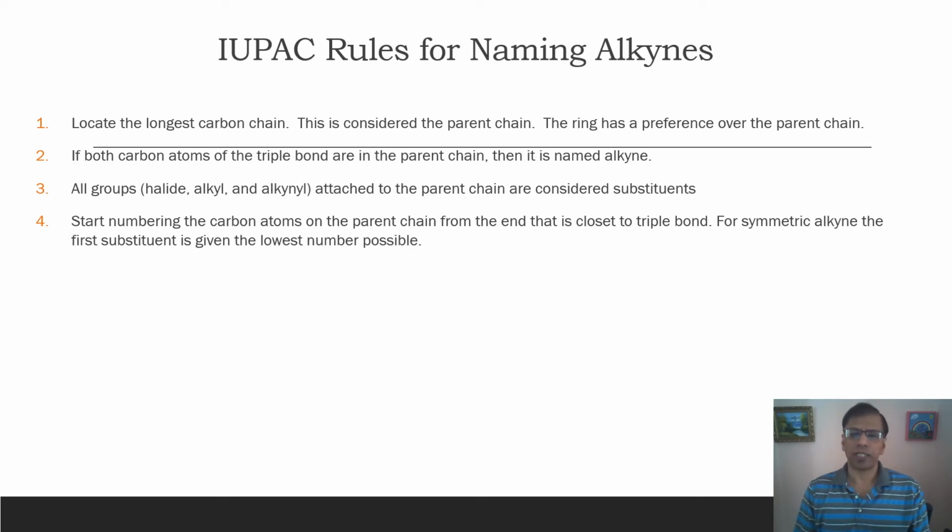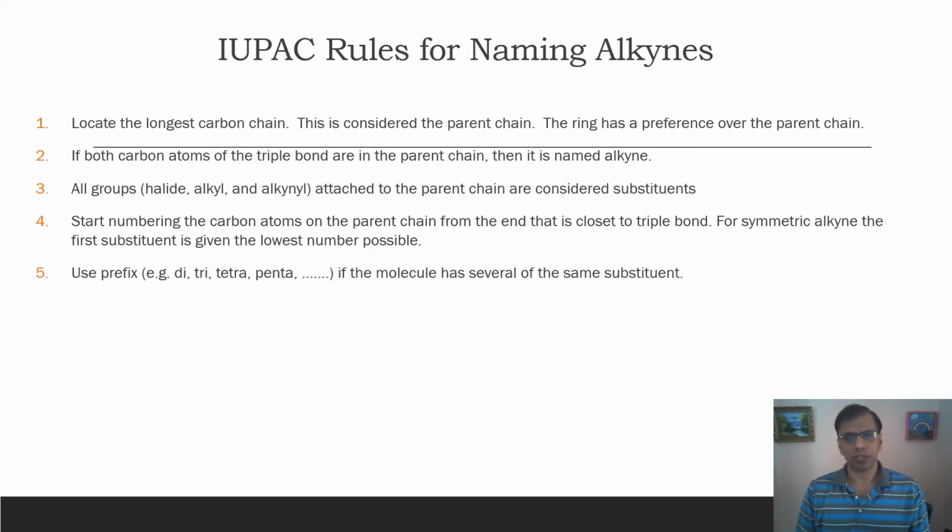So if the parent chain is the alkyne, then you start numbering it from the side, or from that end, which is closest to the triple bond. In case of a symmetric alkyne, then you look at the substituent, and you give the substituent the lowest possible number. So you'll number it from the side so as to give the substituent the lowest possible number.